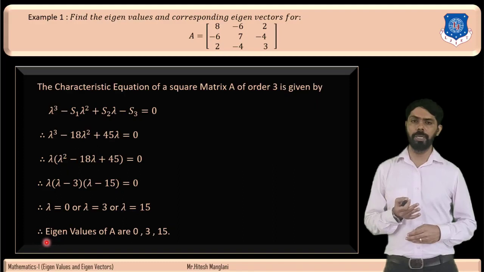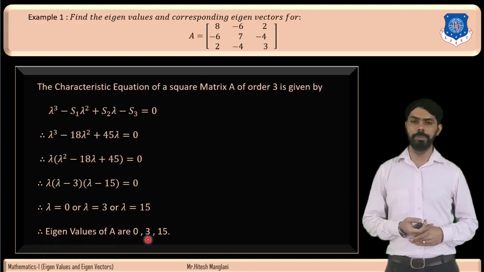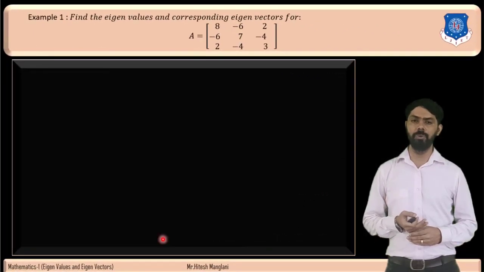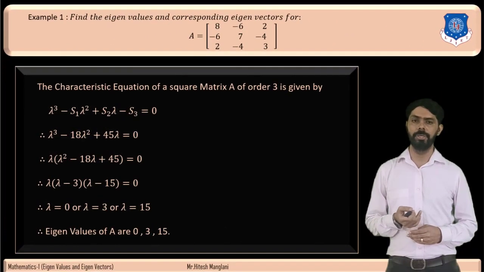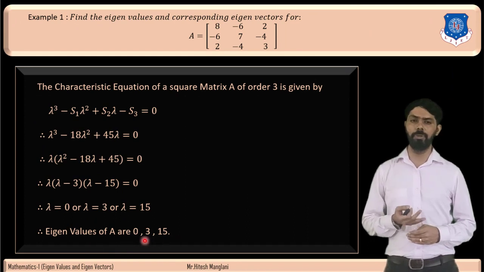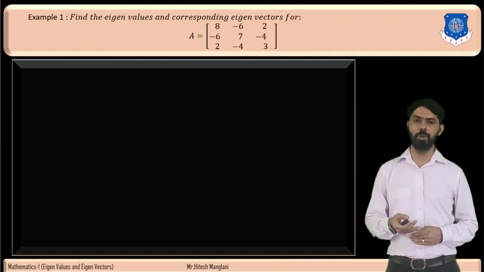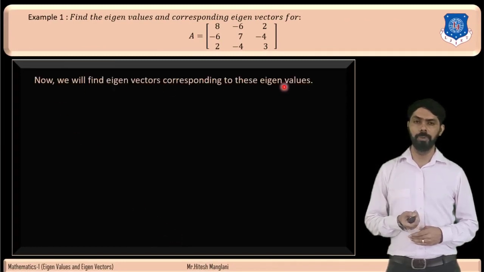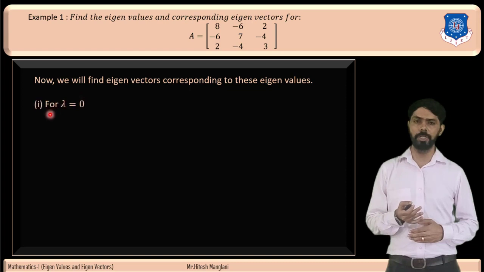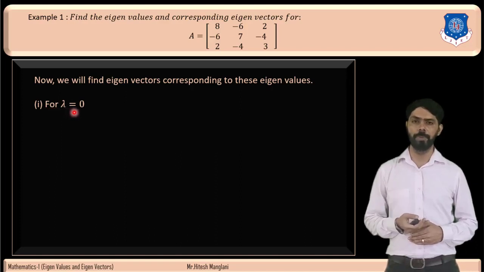Therefore, the eigenvalues of A are 0, 3 and 15. Here you can see that the sum of these eigenvalues is the same as the trace of the matrix, and the product of these eigenvalues is the same as the determinant of the matrix. This way we can verify the eigenvalues. Now we have to find the eigenvectors corresponding to each eigenvalue. First of all, we will find the eigenvector for lambda equal to 0.